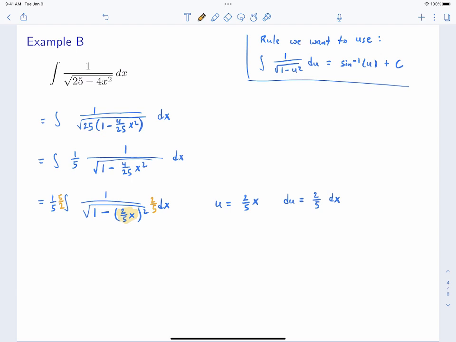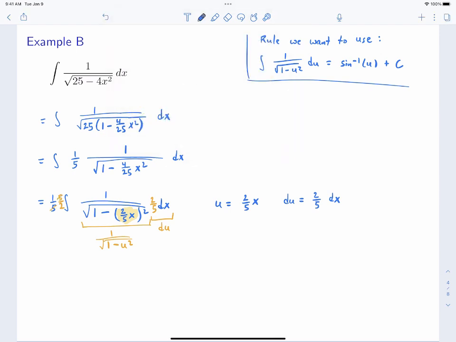Okay, well if we do that, then we now have 2 over 5 dx, which is our du. And the rest of our integrand here is 1 over the square root of 1 minus u squared. And what do we have out front? Well, we have 1/5 times 5 halves. So we can cancel that 5 with that 5.